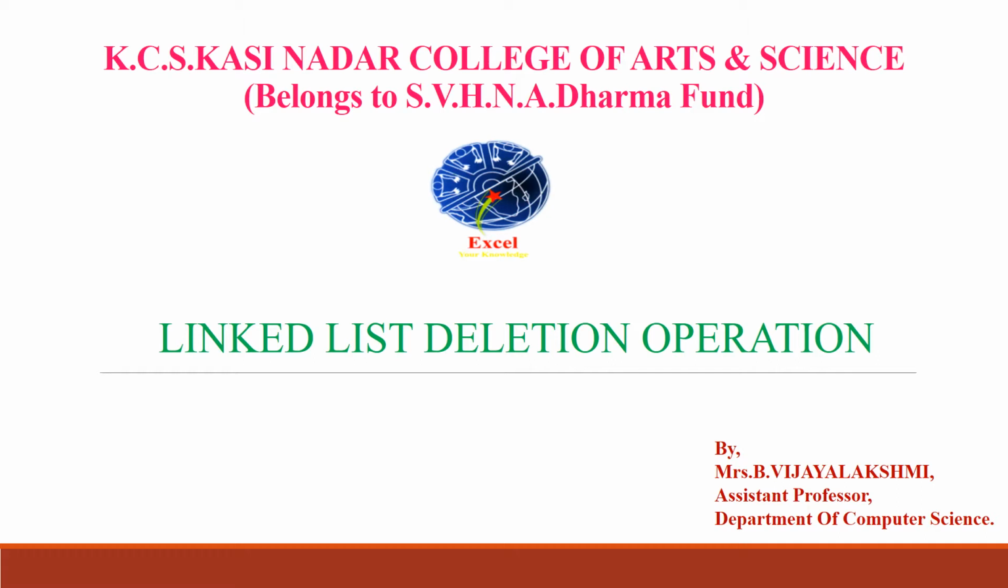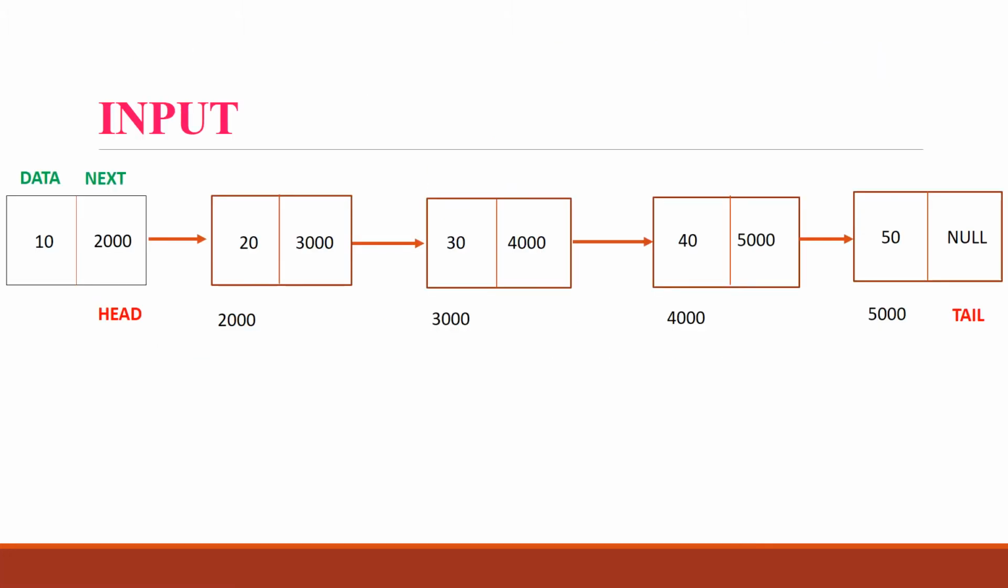In this video, we are going to discuss the deletion operation in a linked list. First, we will consider this existing linked list. Consider 5 nodes: 10, 20, 30, 40 and 50, and the addresses are 1000, 2000, 3000, 4000 and 5000. The last element's address should always be null.